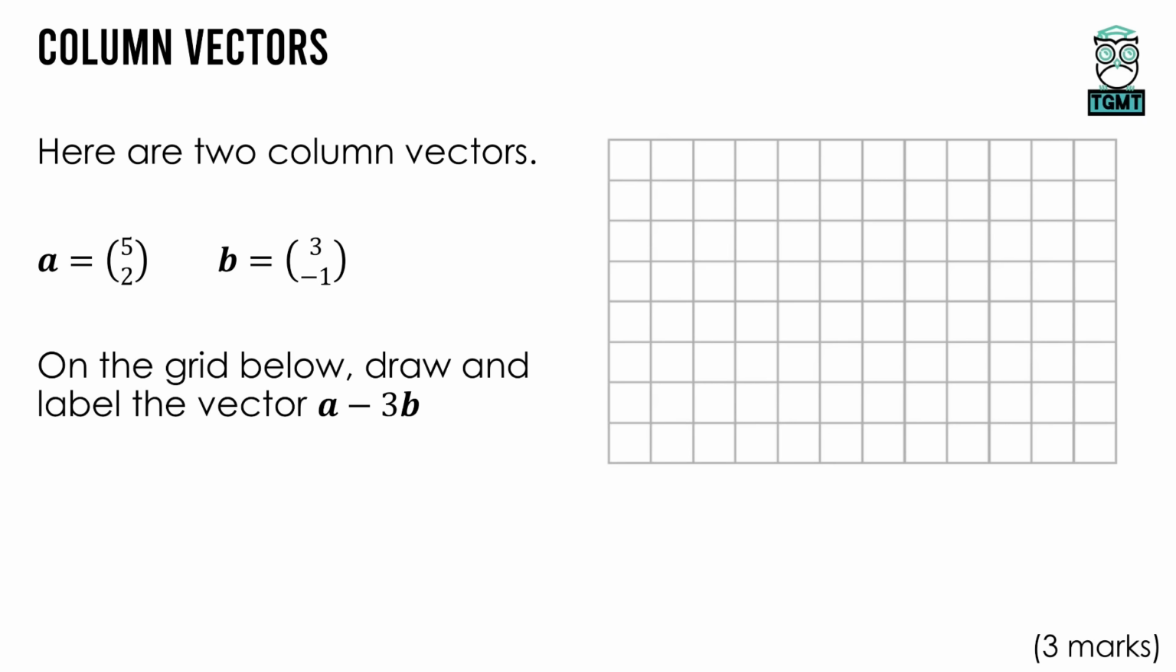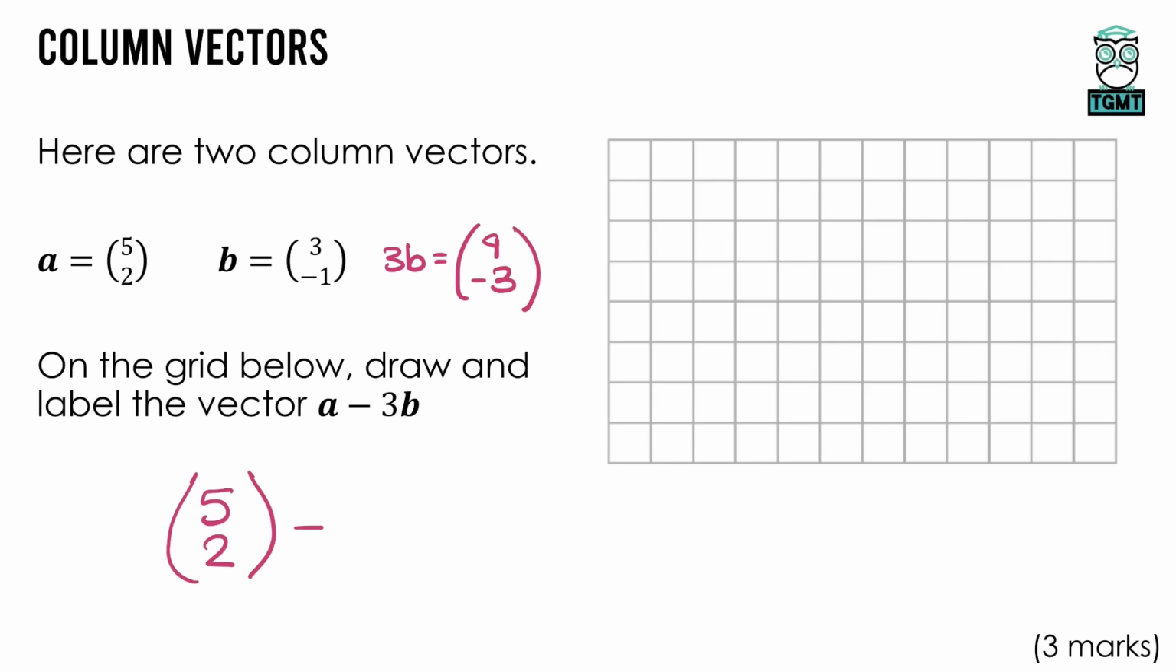Well, A is 5 and 2. We just have to take away 3 lots of B. So to work out 3B, all we have to do is multiply those numbers in the bracket by 3. So 3 on the top becomes 9, -1 on the bottom becomes -3.